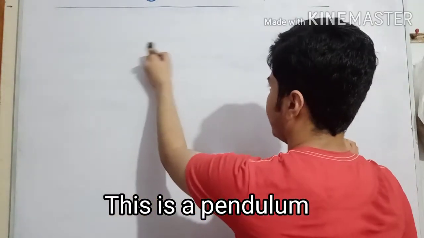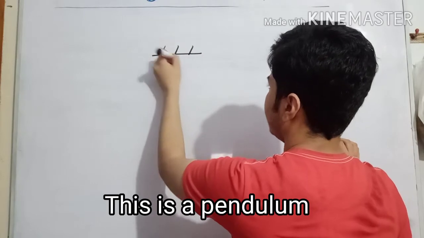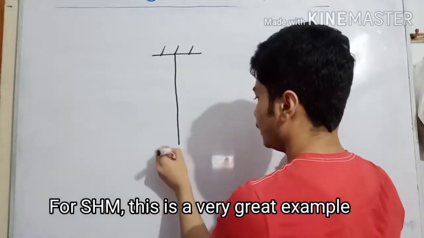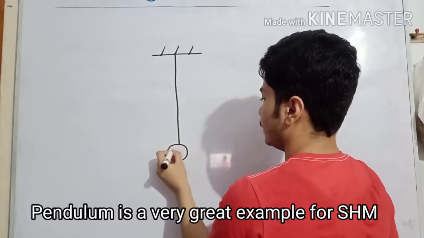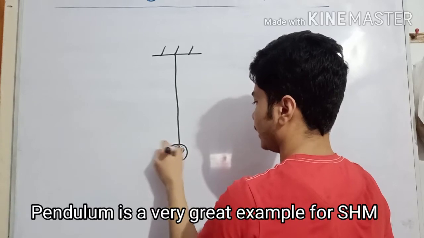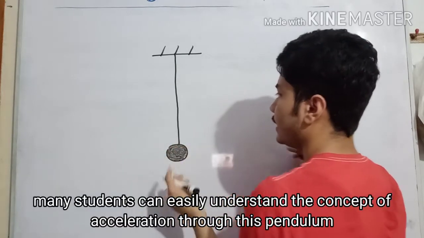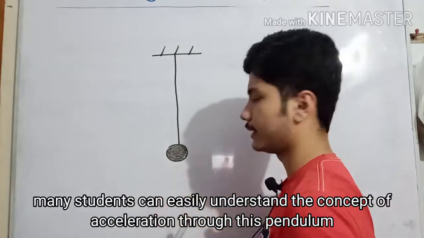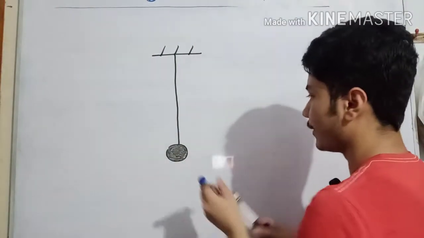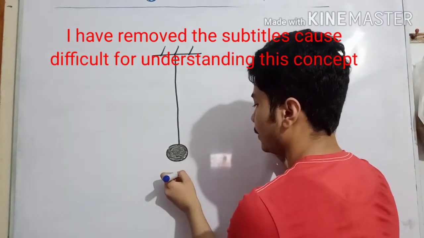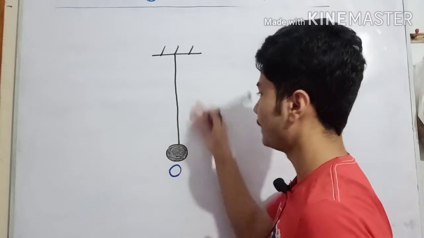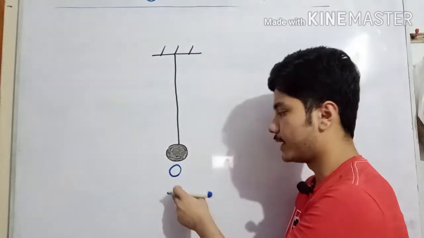This is a pendulum, and for SHM, a pendulum is a very great example. I have been coloring it. Many students can easily understand the concept of acceleration through this pendulum. Now, for example, this pendulum is at point O. So I have just given the name point O to this pendulum position.